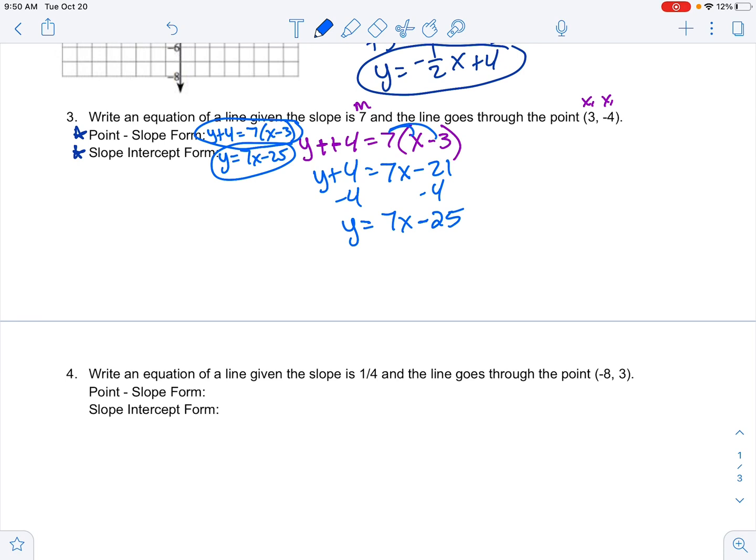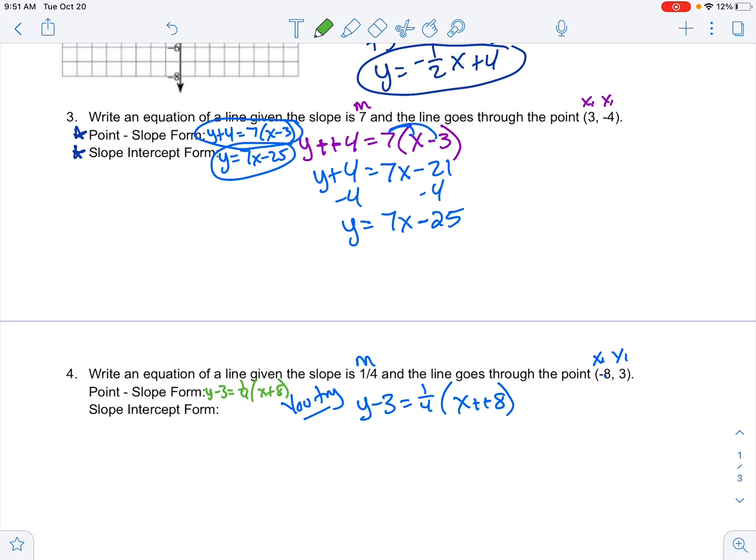All right, so write an equation of a line given the slope is 1/4. So what do we label that? We label that m. It goes through the point (-8, 3). So we label that x1, y1. Go ahead and plug that into point slope form for me. All right, so you should have plugged into point slope form. We have y minus my y1 is 3 equals 1/4 times x minus my x1 is -8. Don't forget to bam bam that to simplify it. So your point slope form that you got should have been y minus 3 equals 1/4 times x plus 8.